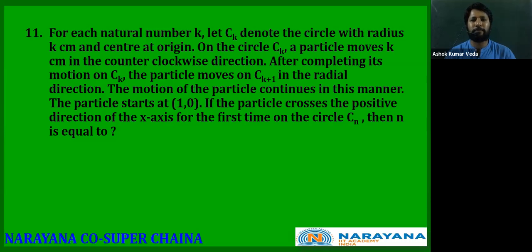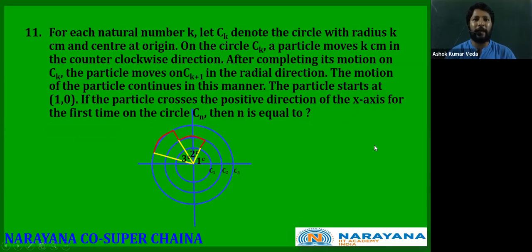See, it looks like a complicated situation, but it is not. If you draw the diagram, you will realize that there is a bunch of concentric circles of radius 1, 2, 3, etc. The particle starts at the point (1, 0), and on the first circle, it moves 1 centimeter. Then it moves on to the second circle, where it moves 2 centimeter. Then it moves to the third circle, where it moves 3 centimeter, which is exactly what the question is saying, that it moves k centimeter on ck and then it moves to k plus 1.